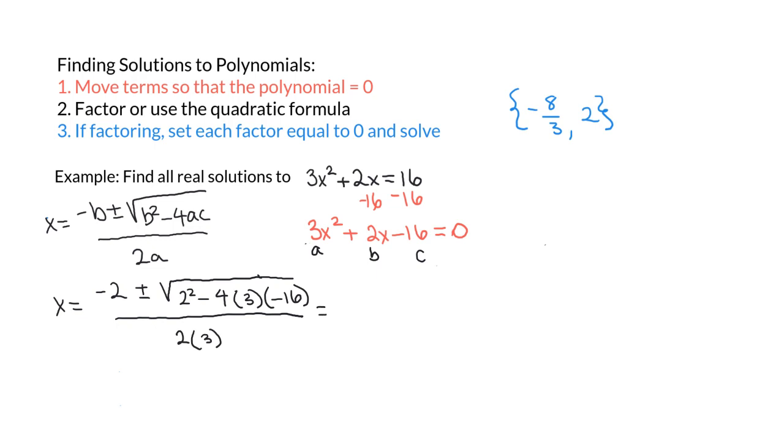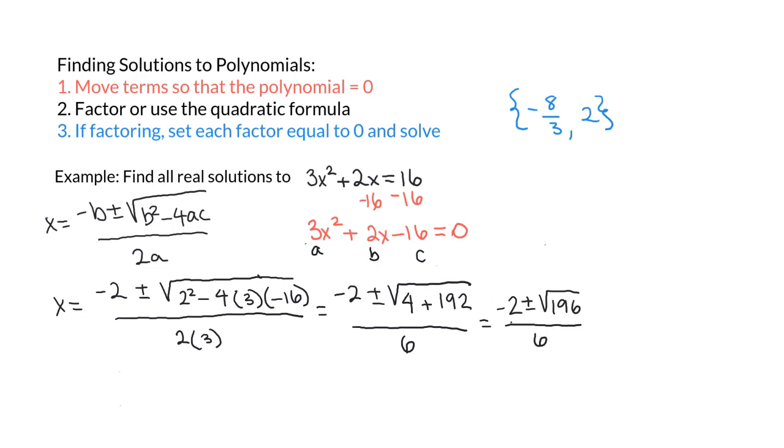After we have it set up, we simplify. That would be negative 2 plus or minus the square root of 4 plus 192, all over 6, which is negative 2 plus or minus the square root of 196 over 6. The square root of 196 is 14, so this is negative 2 plus or minus 14 over 6.